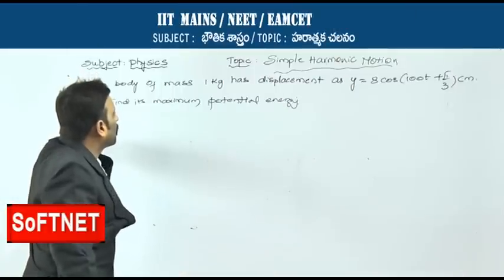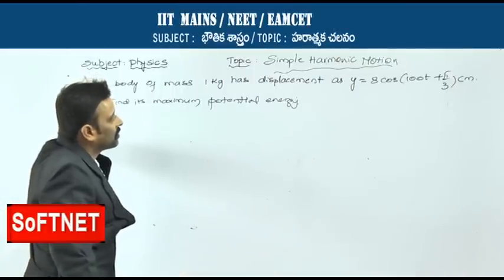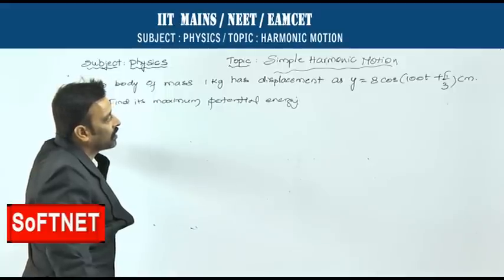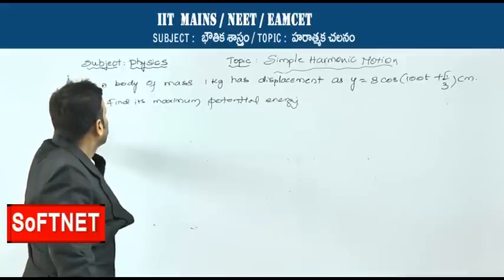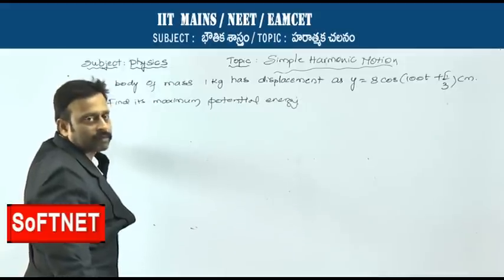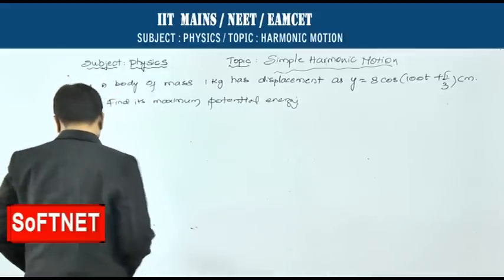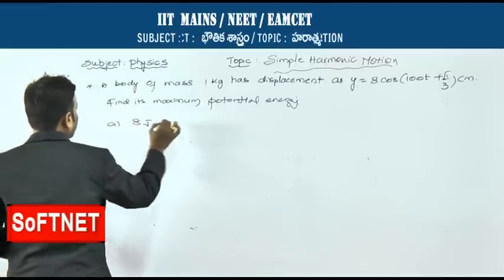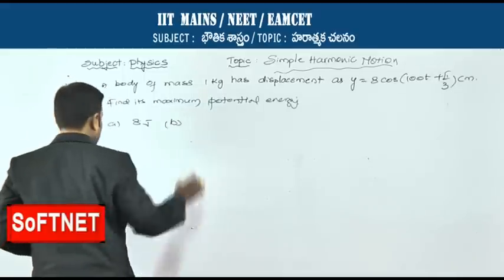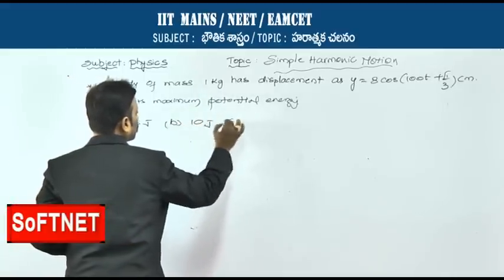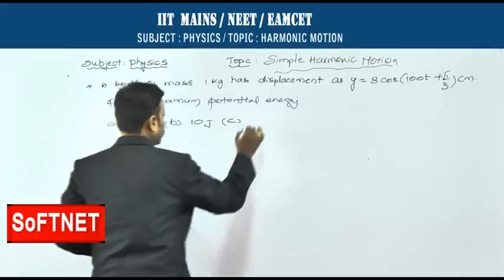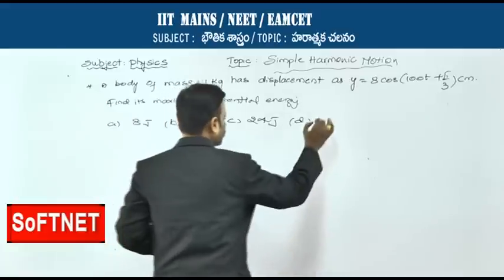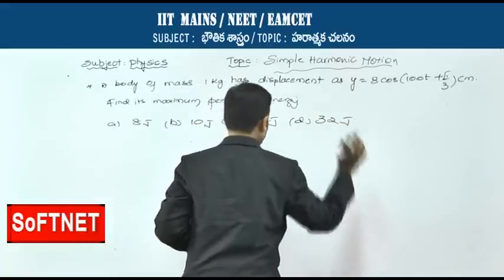A body of mass 1 kg has a displacement that varies according to the given equation y is equal to 8 cos (100 t plus pi by 3) centimeters. You are asked to calculate its maximum potential energy. The given options are: first one 8 joules, second one 10 joules, third one 24 joules, and the last one 32 joules.